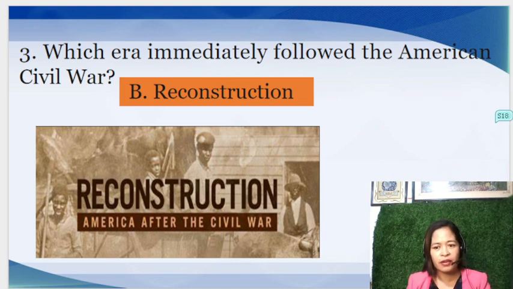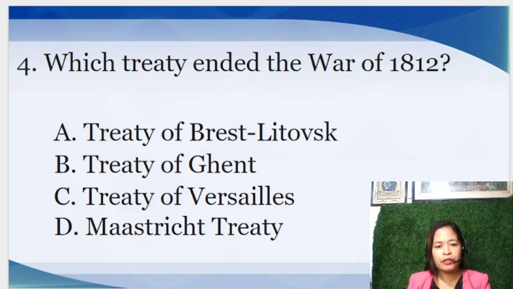The Reconstruction era was a period in United States history following the American Civil War, dominated by the legal, social, and political challenges of abolishing slavery and reintegrating the former Confederate States of America into the United States. During this period, amendments were added to the United States Constitution to grant equal civil rights to the newly freed slaves. So we go to question number four. Which treaty ended the War of 1812?